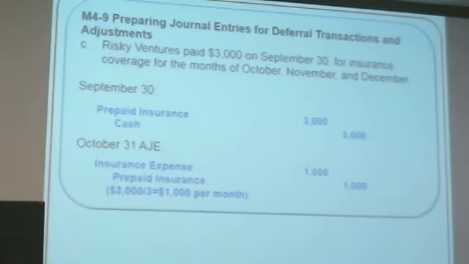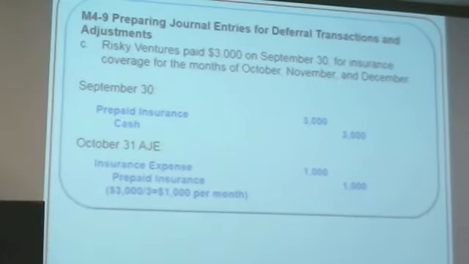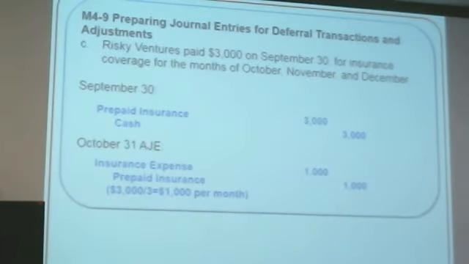On the prepaid insurance for October 31st, why is it $1,000 instead of $2,000? They still have $2,000 left. They have two, so this is a great time to think about where we are and where we need to be. Where we are is 3,000. Where we need to be is 2,000. How do we get from 3 to 2? 1. Yes. So we credit the adjustment so that our assets accurately show that we have 2,000 left on our balance sheet.